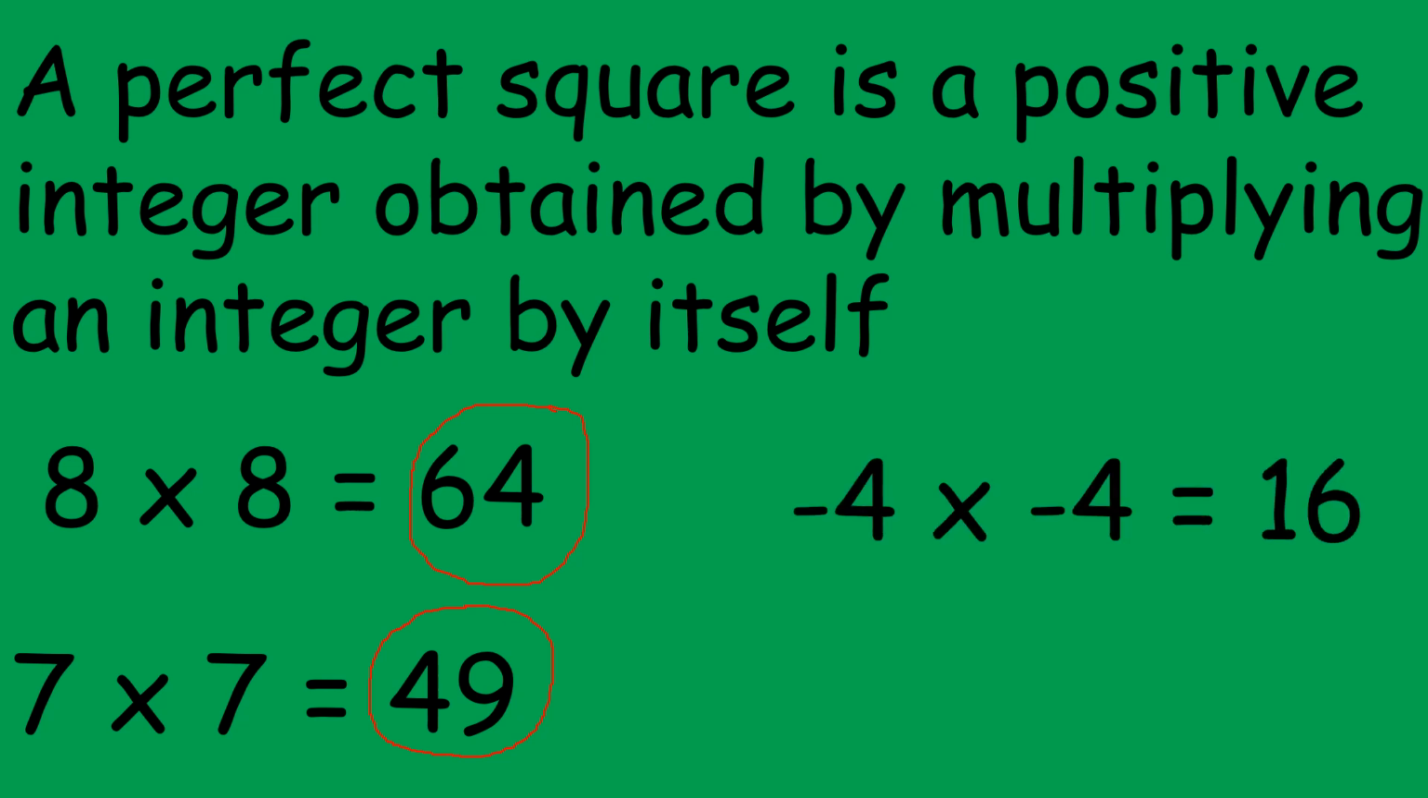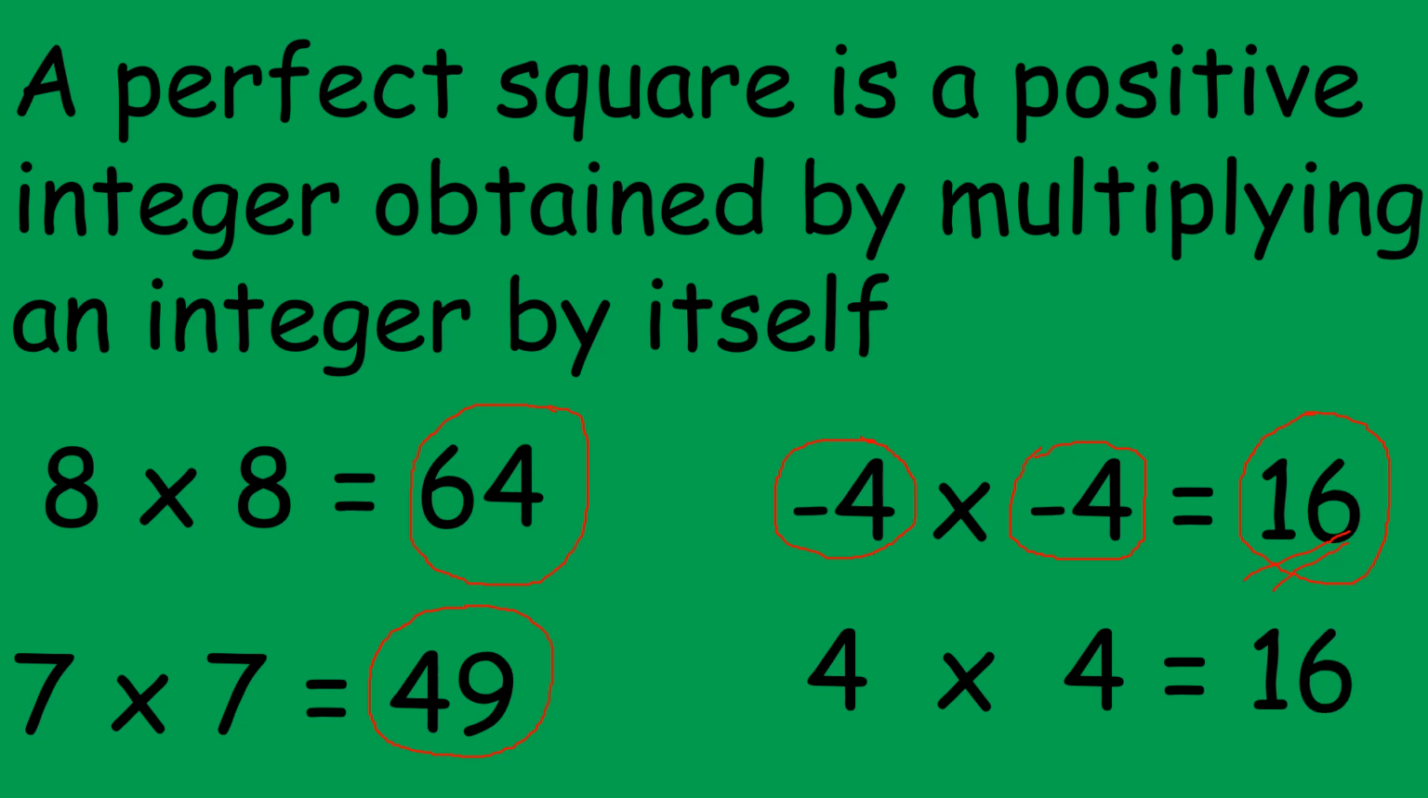Now you have minus 4 times minus 4. So your perfect square is the positive integer, so it's a positive whole number, but it's obtained by multiplying an integer by itself. In this case, you have an integer which is a whole number. Remember we said an integer can either be positive or negative. So here we have a negative integer, that is a negative whole number, which is multiplying itself to get 16. And that 16 is a positive integer.